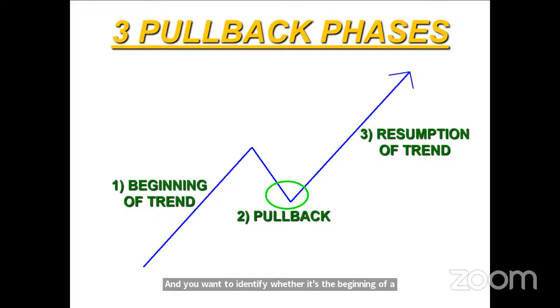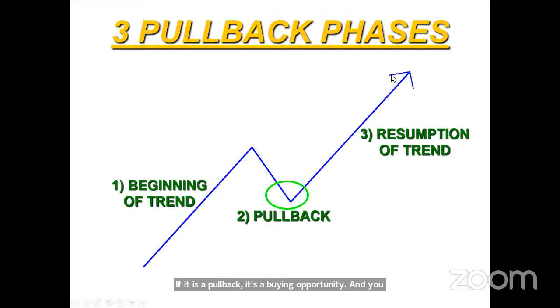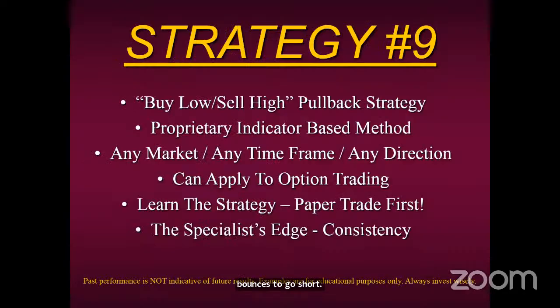Strategy number 9 can identify it, whether it's the beginning of a new trend to the downside, or if it's a pullback. If it is a pullback, it's a buying opportunity, and you wait for the resumption of trend. That's where you make the profits, if it works out. If you're a seller, you just switch this pullback phase chart upside down, and you take advantage of the bounces to go short.